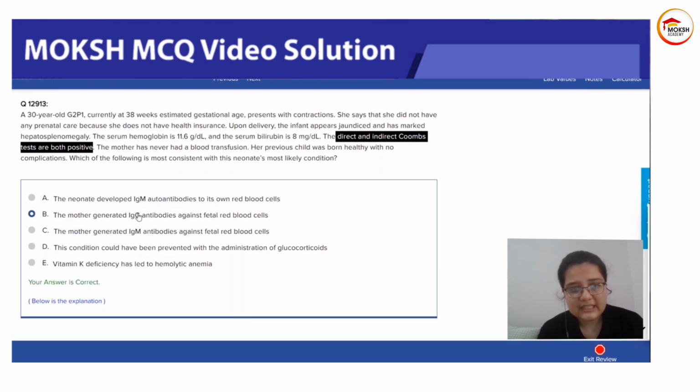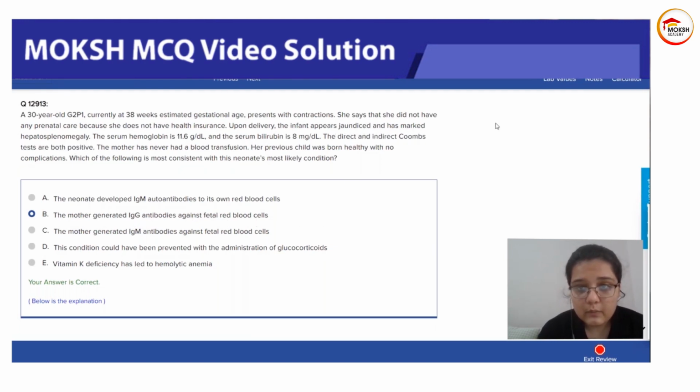The mother generated IgG antibodies against the fetal red blood cells. Now, how do we know when it is IgM and when it is IgG? IgM are short term, they are acute. And then IgG are long term. What you need to remember is the antibodies against your A, B, and O blood groups. Your anti-A and anti-B antibodies are IgM in nature.